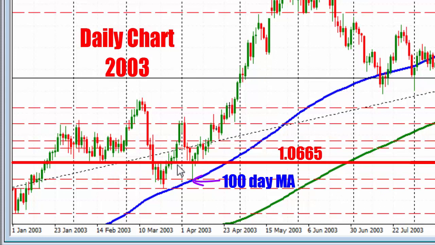And so there's another reason why I think that low is in place here for the euro versus US dollar. We went down to a support level way back in 2003. Maybe, just maybe, that low is in place.